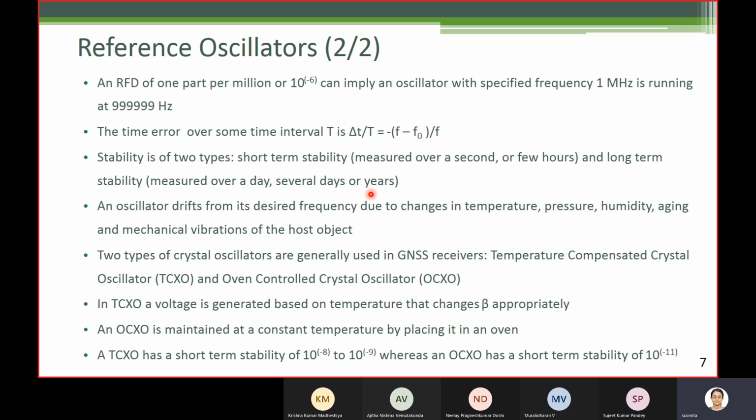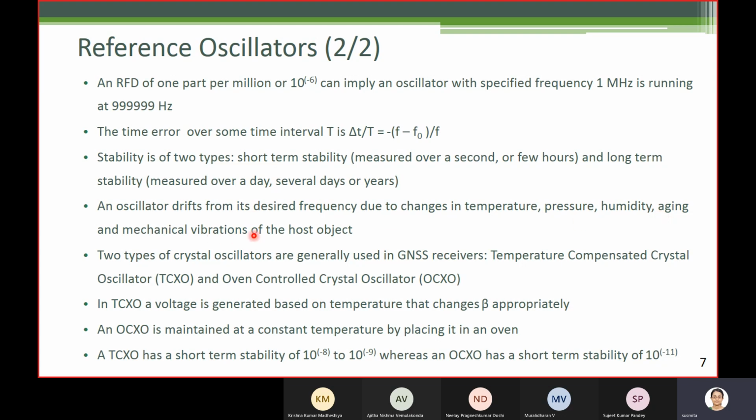Now, why does the oscillator drift from its desired frequency? There are several factors. It drifts due to environmental changes, for example changes in temperature, pressure, humidity. They all affect the frequency, especially temperature. Temperature directly affects the frequency and can drift very easily if temperature changes. But pressure and humidity can also affect the frequency. Then, after using the oscillator continuously for some time, its frequency can change. This is called aging.